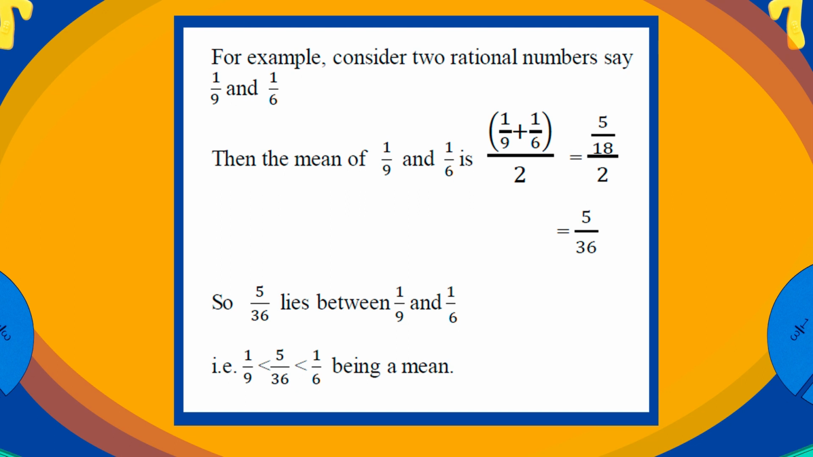Consider two rational numbers, say 1 by 9 and 1 by 6. Then the mean of 1 by 9 and 1 by 6 is 1 by 6 plus 1 by 9 divided by 2, that is 5 by 18 divided by 2, that is nothing but 5 by 36. So, 5 by 36 lies between 1 by 9 and 1 by 6, that is, we can find a number between the given two rational numbers. Thus, we see that 1 by 9 is less than 5 by 36, which is less than 1 by 6.